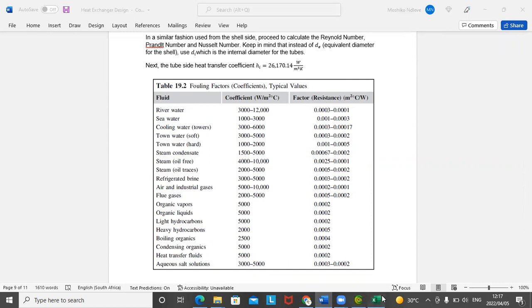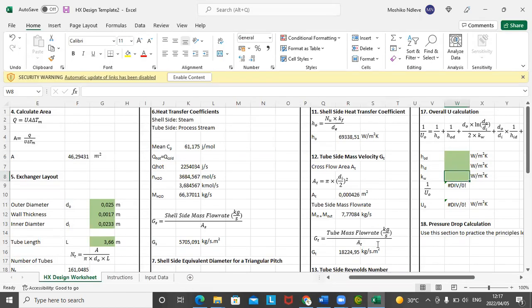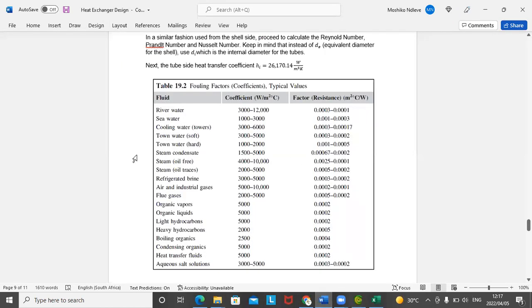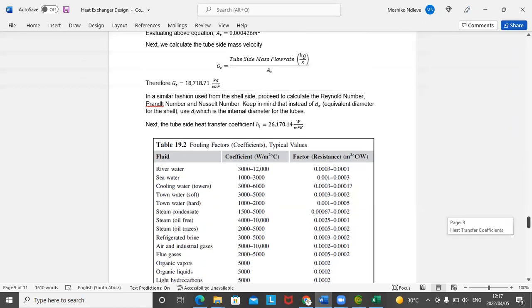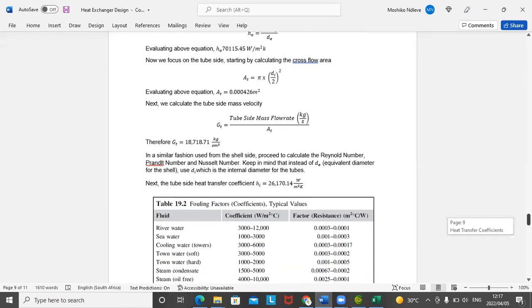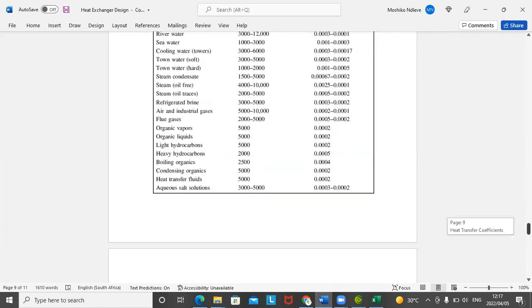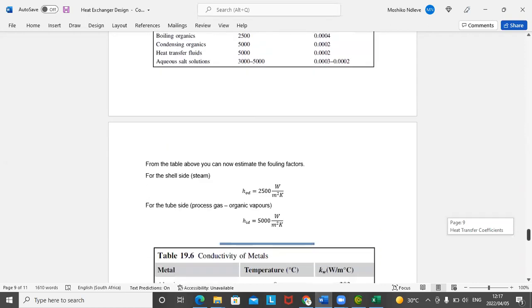So for that one, let's take somewhere in between. Let's just make sure that we assign the right ones, right? So these are typical fouling factors. So what you'll then do next, the heat transfer coefficient hi is 26.16. So from the table above, we can show the estimated fouling factors.